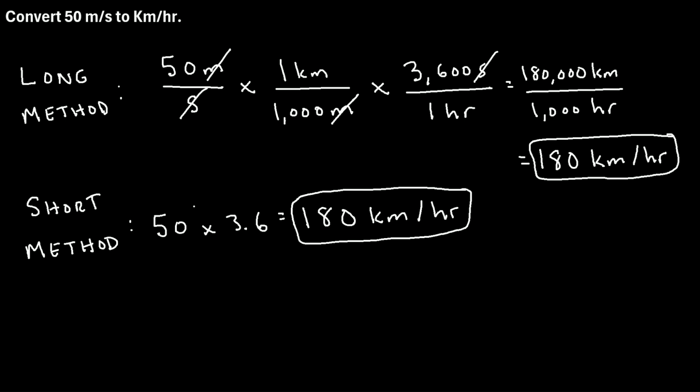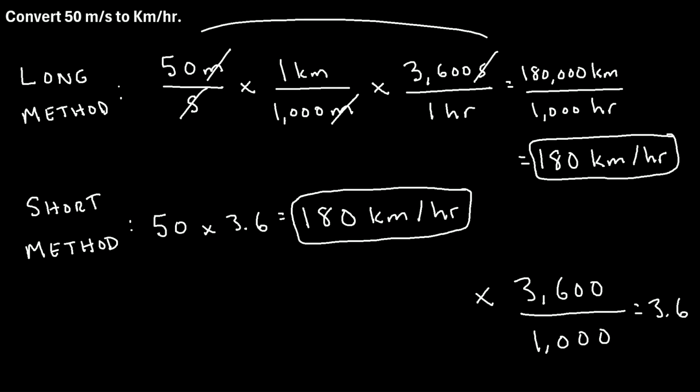Now, the reason that the short method works is because if we reference the long method, whenever we're doing this conversion, we're always multiplying by 3,600 seconds, and we're always dividing by 1,000 meters. So really what we're doing is we're always multiplying by 3,600, and then dividing that by 1,000. This value, 3,600 divided by 1,000, is 3.6. So every time you're doing this conversion using the long method, you're just taking whatever your meters per second are, in this case 50, and multiplying it by 3.6. So that's why the shortcut method works.